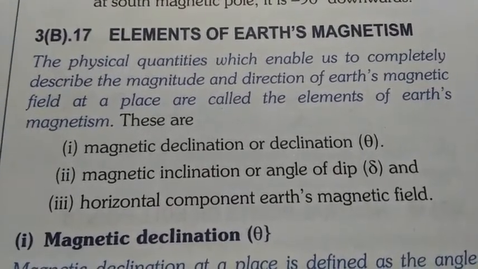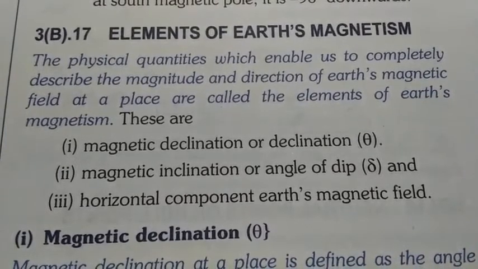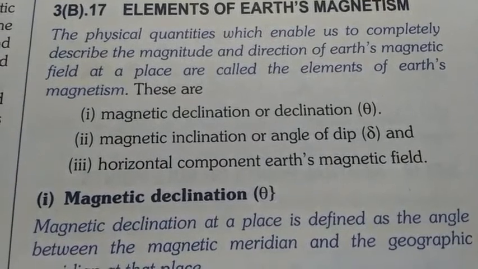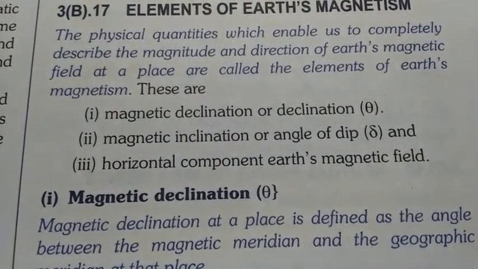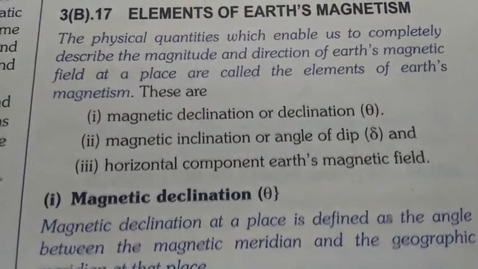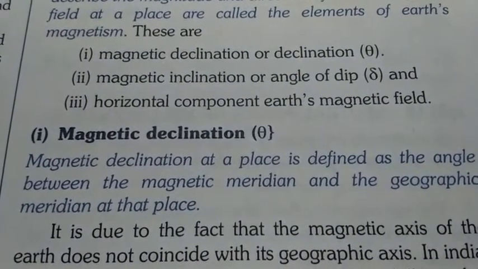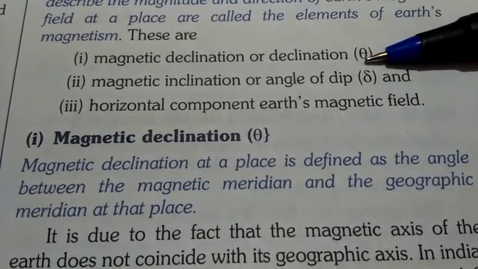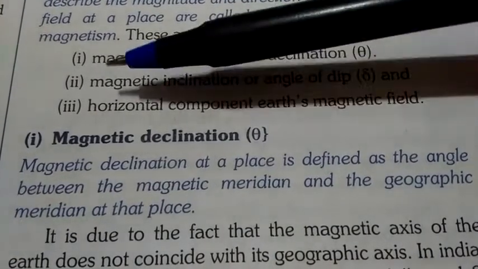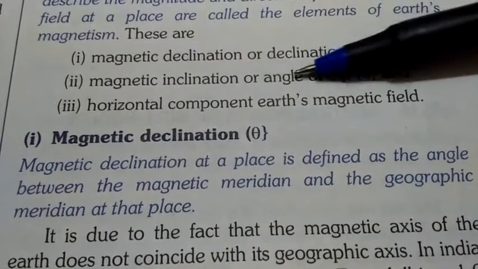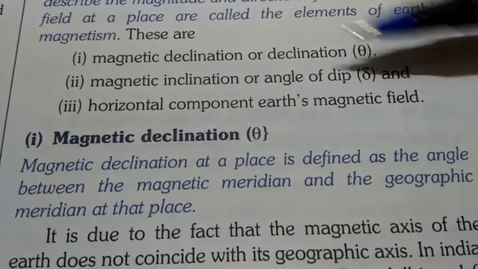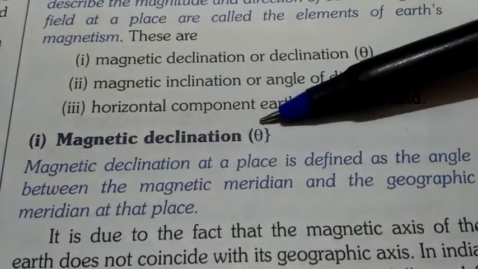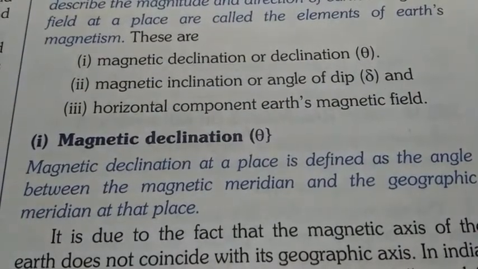The physical quantities which enable us to completely describe the magnitude and direction of Earth's magnetic field at a place are called the elements of Earth's magnetism. These are: first, magnetic declination, or declination only, which is given by theta. Second, magnetic inclination or angle of dip, lambda. And third, the horizontal component of Earth's magnetic field.